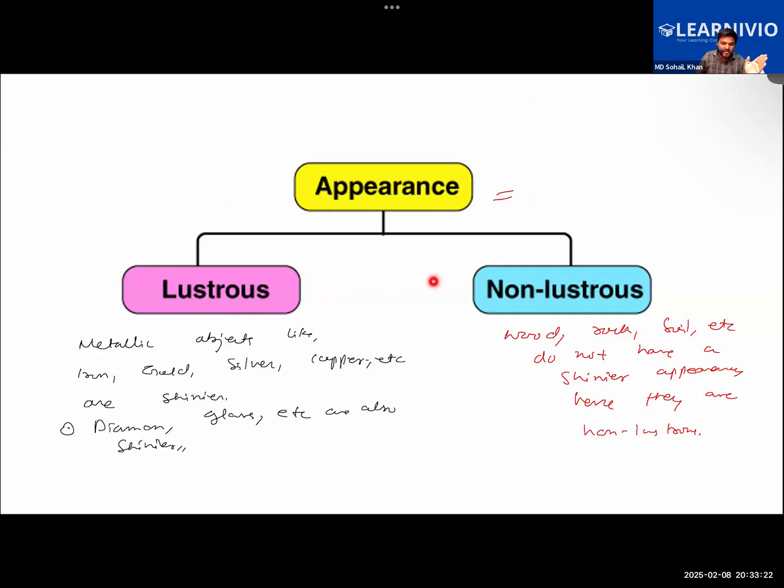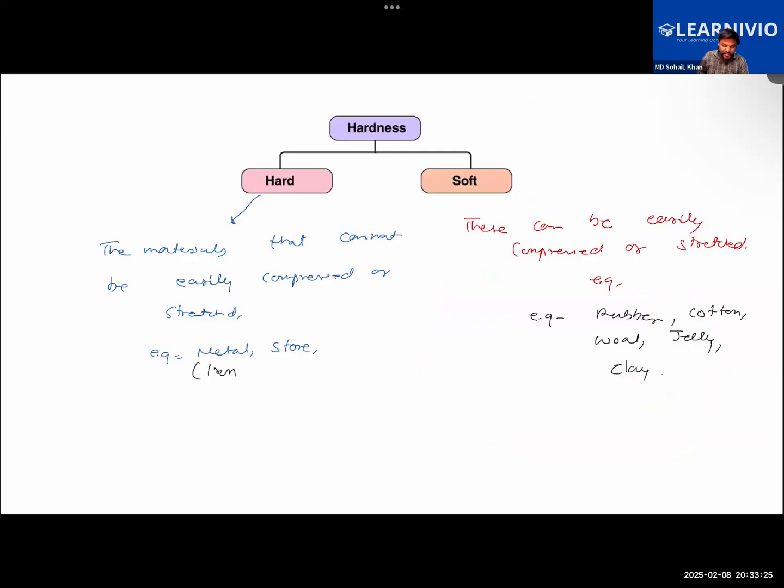So the first method of sorting was based upon the appearance. We have lustrous and non-lustrous objects. Next was hardness, based on hard and soft. Exactly. So based on hardness, there are two types of materials. One that is hard, another one that is soft. Materials that cannot be easily compressed or stretched are hard objects. Like, can you compress a piece of rock in your hand? No. As for the soft objects, like rubber, wood, and a hard substance like marble.